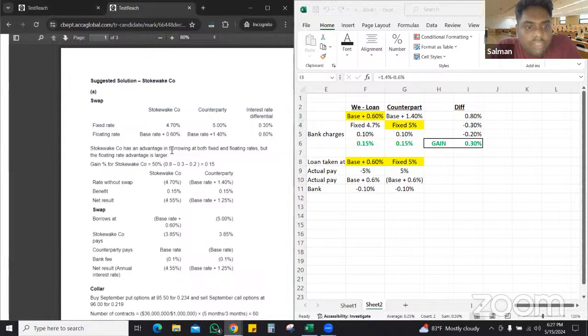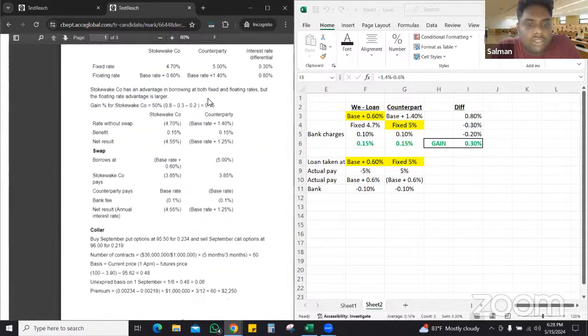Stockwave company has an advantage in borrowing at both fixed and floating rates. But which will give the better option? Borrowing at a floating rate. Why? There is a 0.8% advantage. So gain for Stockwave is minus. So the total gain is 0.3. 50% of it belongs to Stockwave, 50% belongs to the counterparty. So it's 0.15%. So we have done that here. So this would be sufficient.